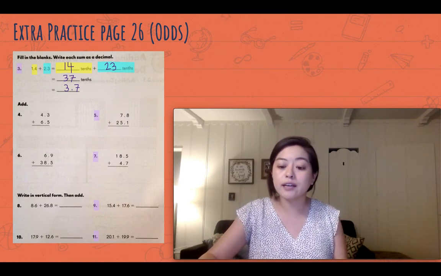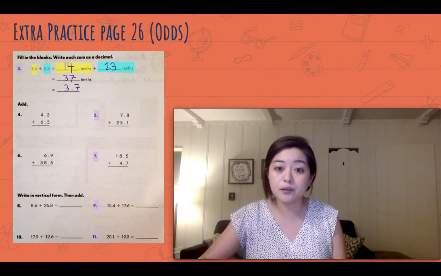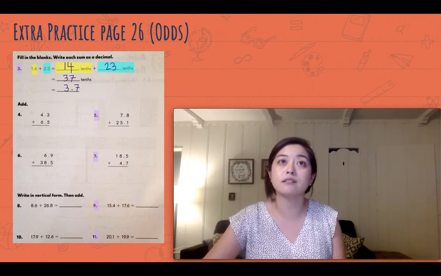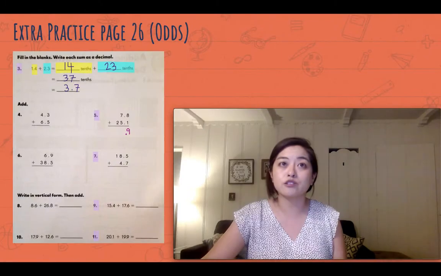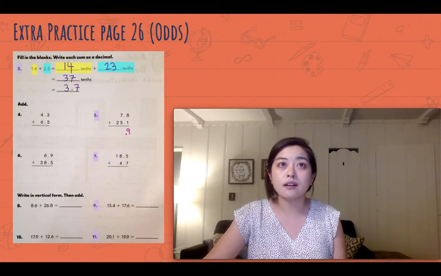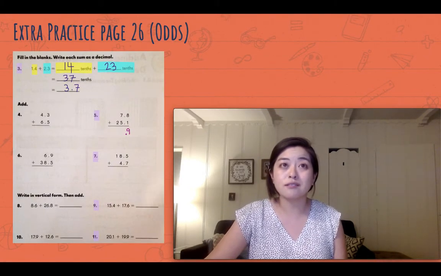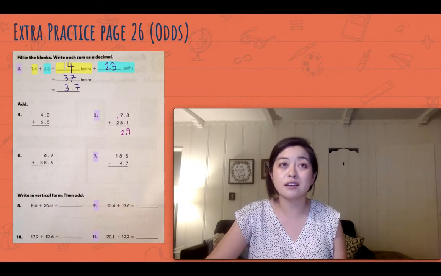We're going to add the lowest place value, which is a tenth. So 8 tenths and 1 tenth is 9 tenths. Then we're going to drop the decimal point. And then let's add the ones. 7 ones and 5 ones makes 12 ones. And now let's add the tens. 1 ten plus 2 tens is 3 tens.